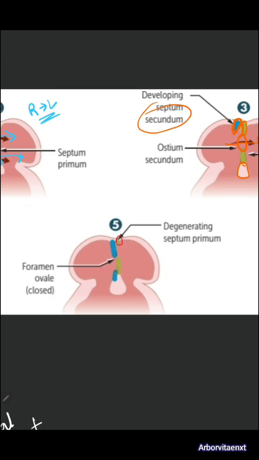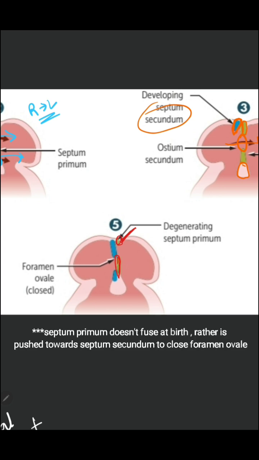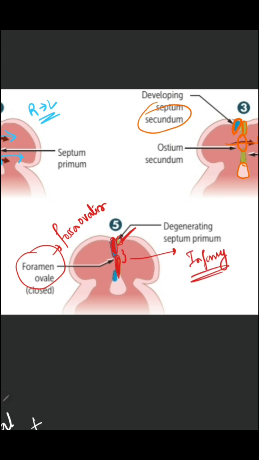Now slowly the septum primum above degenerates, and the remaining part acts as a valve as we have discussed already. And at birth, this valve fuses with the septum secundum, and the foramen ovale gets closed, and then we call this remnant of the foramen ovale the fossa ovalis. And the septum primum and the secundum fuse throughout infancy to form the atrial septum.